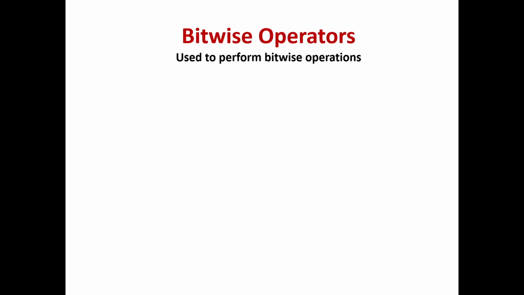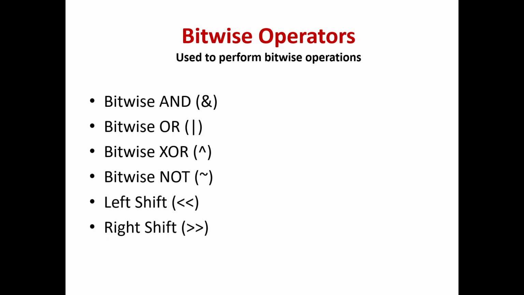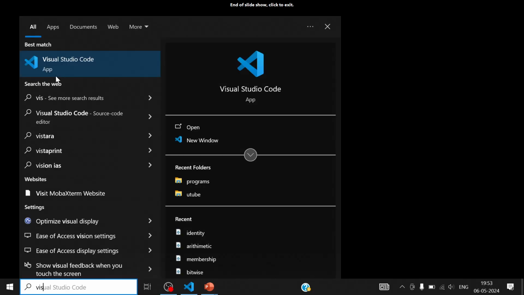Another one is the bitwise operator, which is used to perform bitwise operations, which are bitwise and, or, XOR, not, left shift, or right shift. We will go more into depth when we try to execute a program using these operators. So now let's move on to my Visual Studio, where we'll try the examples of the operators that we have gone through right now.